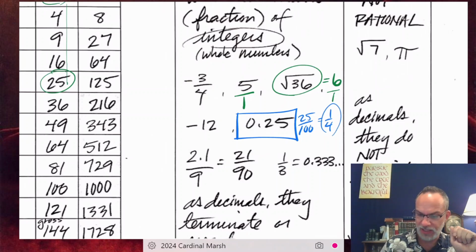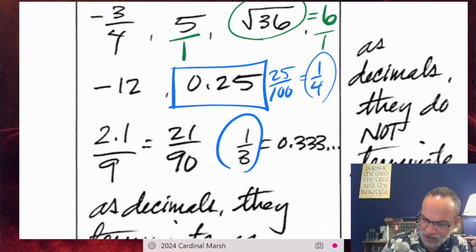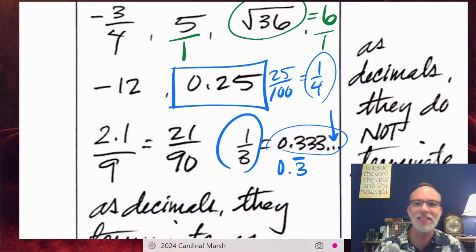Okay, so here's the example of the repetition. 1/3, what is that as a decimal? 0.3333333333333 goes on forever. You might write that as 0.3 with a bar over the top. Or if you want to write it out with dot, dot, dot, those are ellipses. They mean the repeating goes on forever in math.